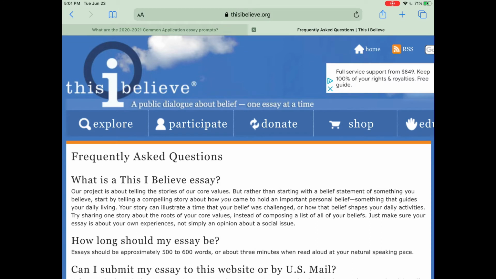This I Believe essays are structured like telling a simple story, or a vignette, which is just one moment in time, and then connecting that ultimately to a belief that you've had. Of course, you don't need to structure your Common App essay with a story and then a belief, but I think it's a good way to go if you're not really sure how to begin. So story is an essential part of this.